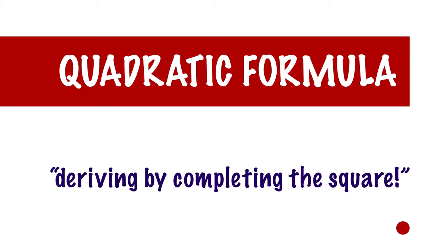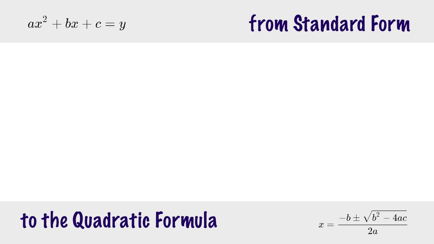Deriving the quadratic formula by completing the square. The first step is to set y to 0 so that I can use x to find the x-intercepts. I'm now going to divide each term by a. These a's will cancel out, and now I'm left with a situation that will allow me to complete the square.